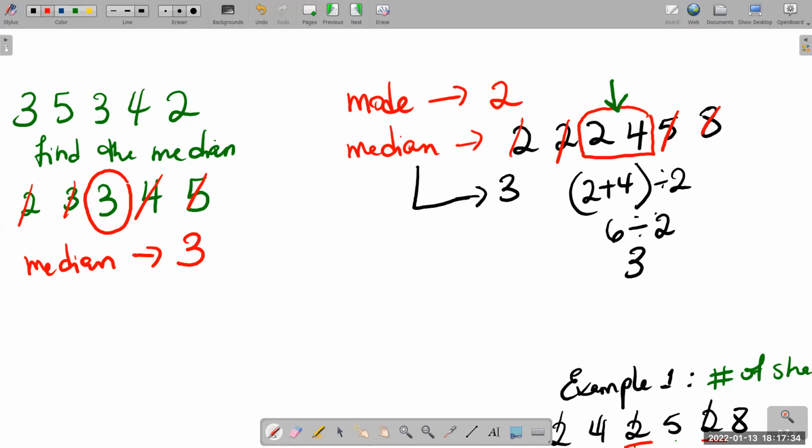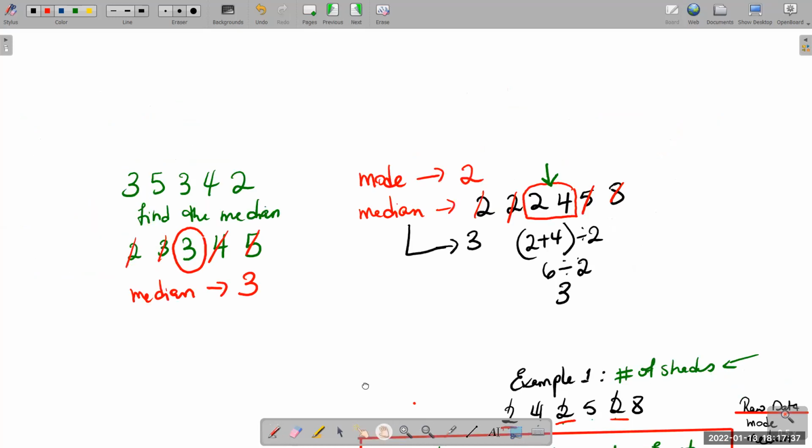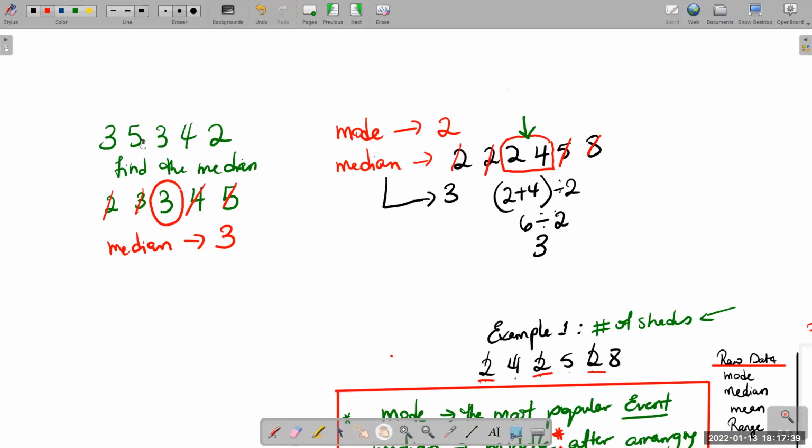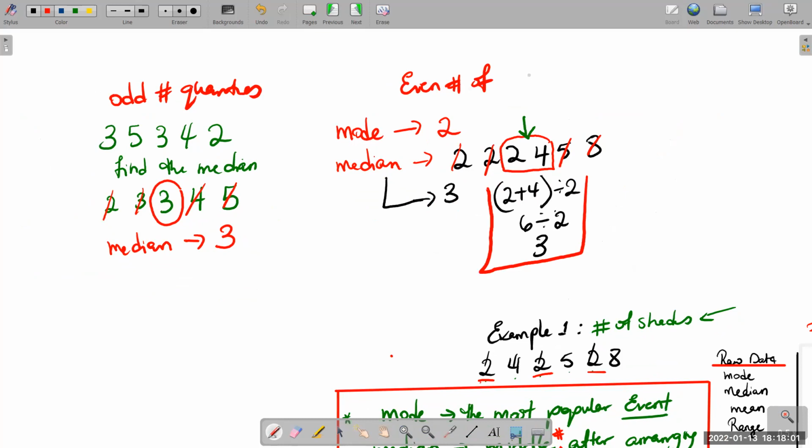Everybody with me? So let me just zoom out so you can see the difference between the two. Here we had an odd number of quantities. Whenever you have an odd number of quantities, you would find the median directly. Whenever you have an even number of quantities, you're going to always have to add them and divide by 2. Everybody with me?